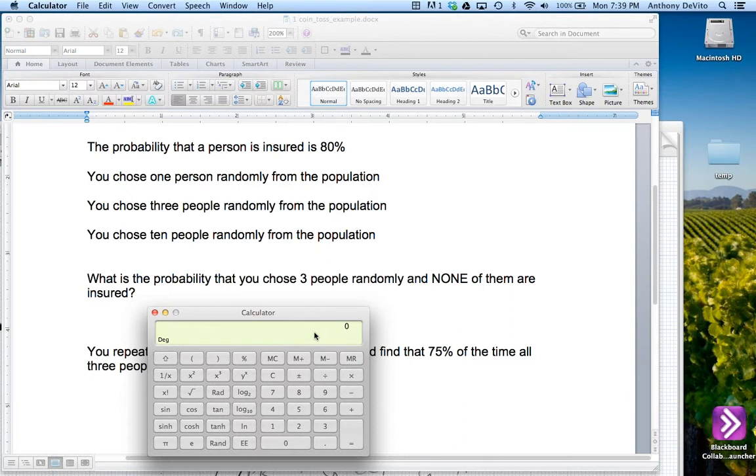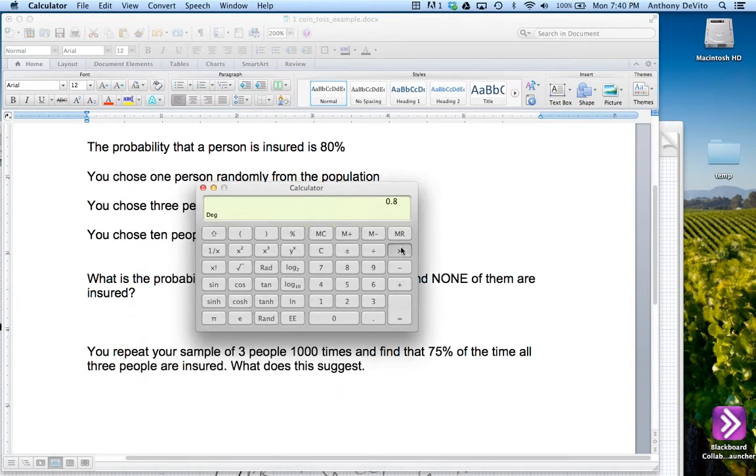Now, keep in mind, this kind of selection may not always be an independent event. For instance, if two out of three people that we chose are married people, well, a lot of people whose spouses are insured have insurance because their spouse has. So if we happen to be choosing married people, it's more likely that you'd get a higher percentage of insured. Okay, so let's just see what that is. It's going to be 0.8 times 0.8 times 0.8. Okay, the probability of getting three people insured is going to be a little bit better than 50%. Okay, and that's because so many people in that population are insured.